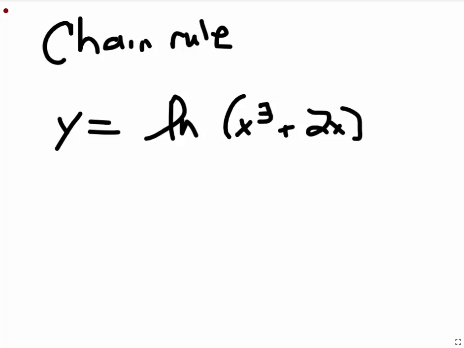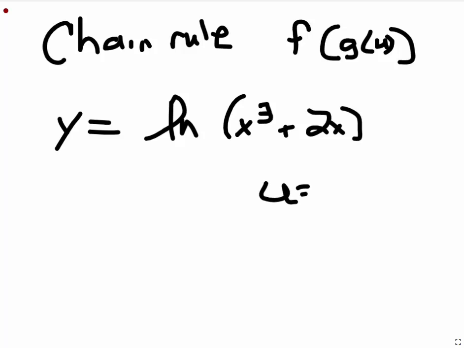It's when you have a function f of another function inside. So f of g of u. So the idea is we're going to introduce a new variable called u. And u is just the most complicated part of your function. It's what we call the baby function, the one that's on the inside. And my mother function, in this case, is the natural log of this little baby function, because the baby function is on the inside. So that's x cubed plus 2x.